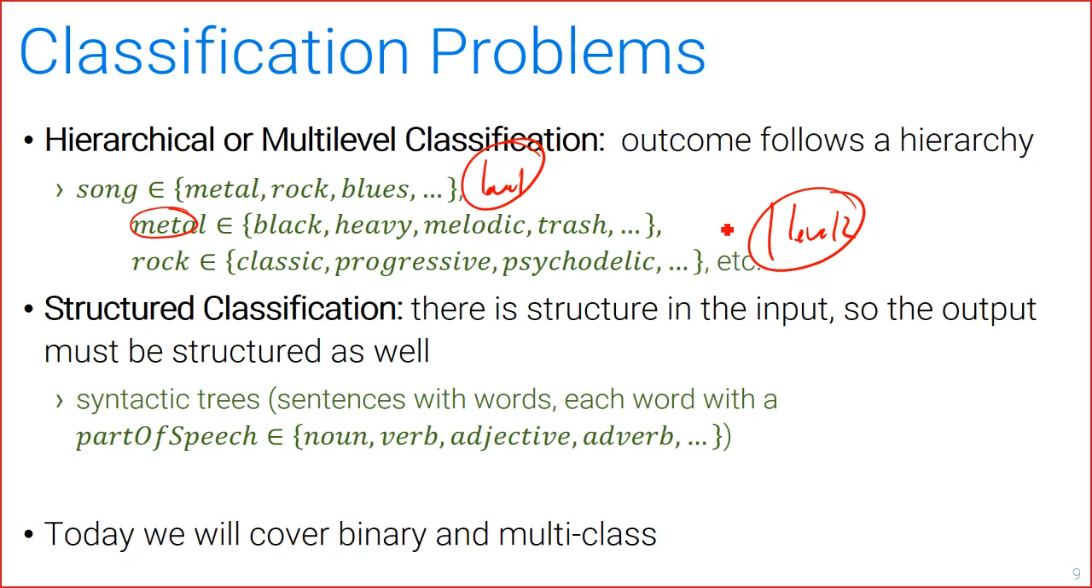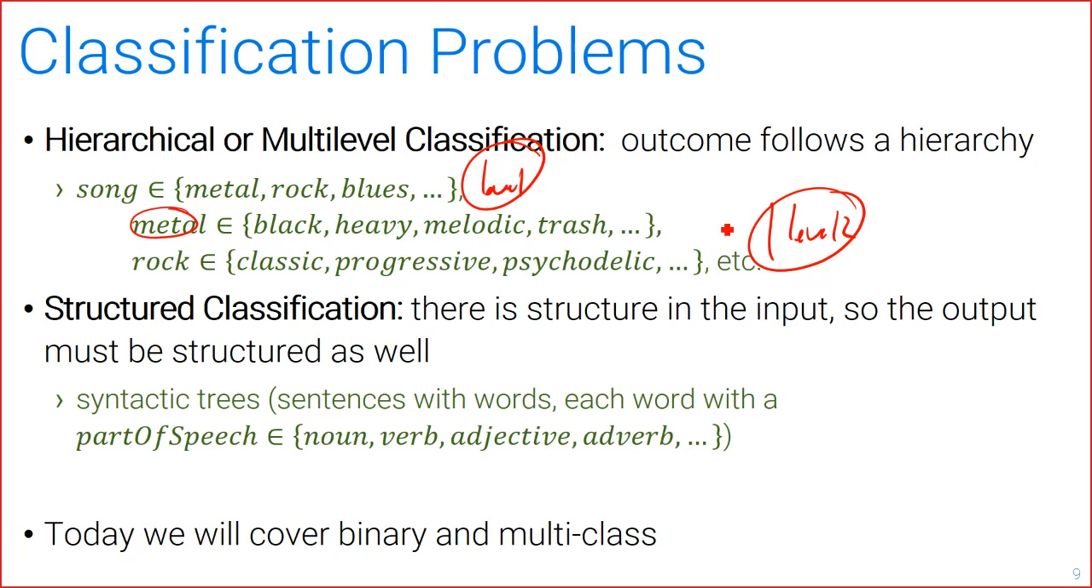Then we also have a structured classification in which there is some kind of structure in the input, and therefore the output has to retain that kind of structure. And this is very useful, for example, in natural language processing, in which we build algorithms to try to understand natural language, plain English, for example.